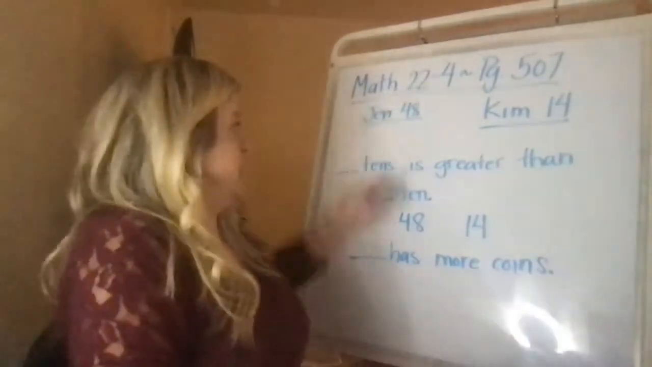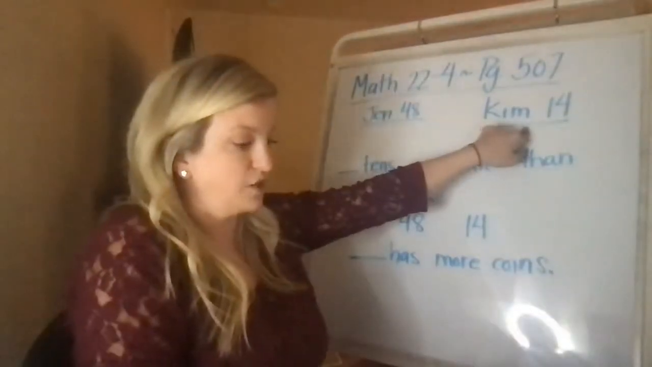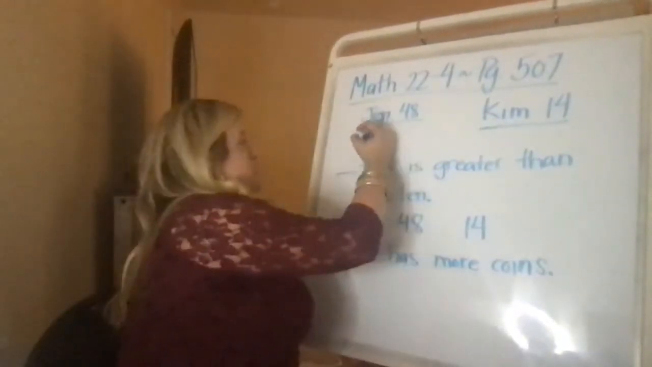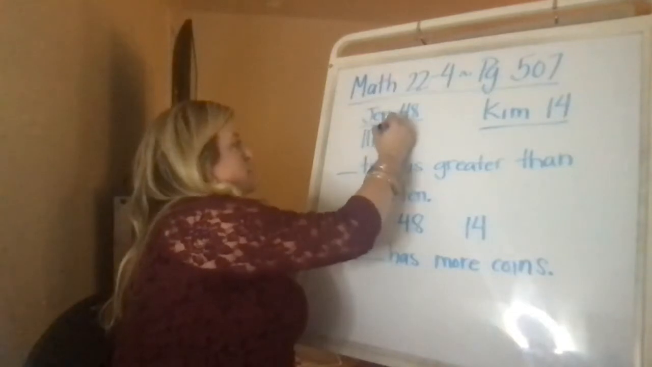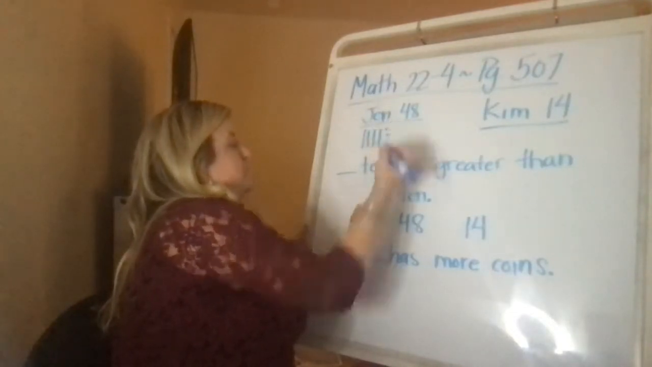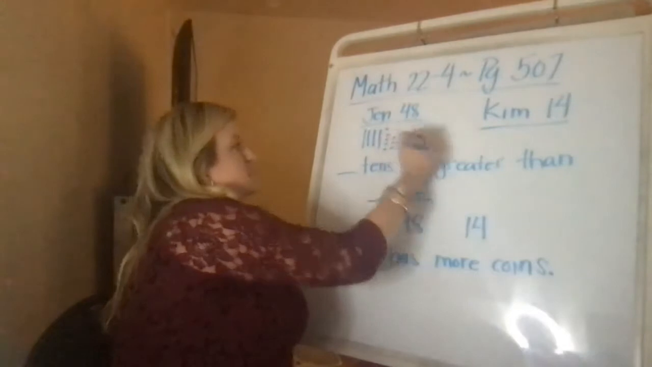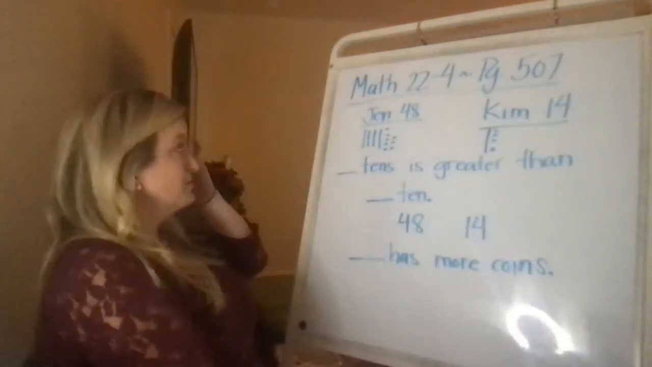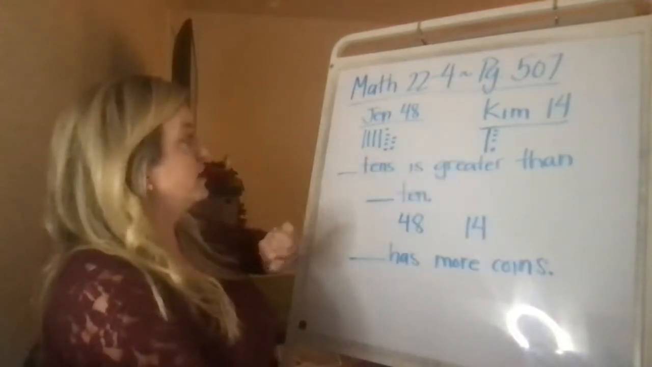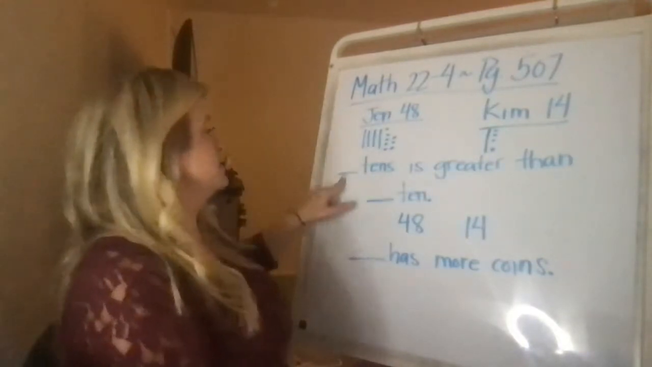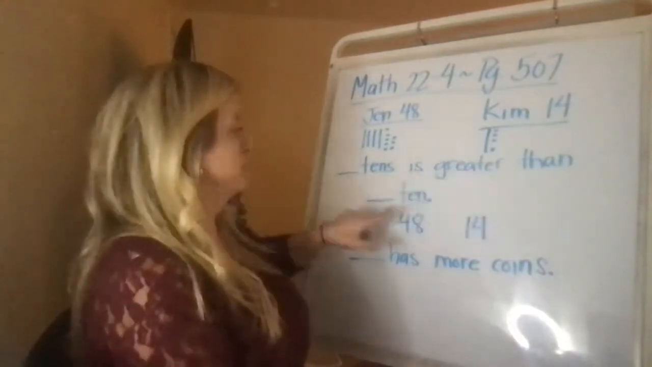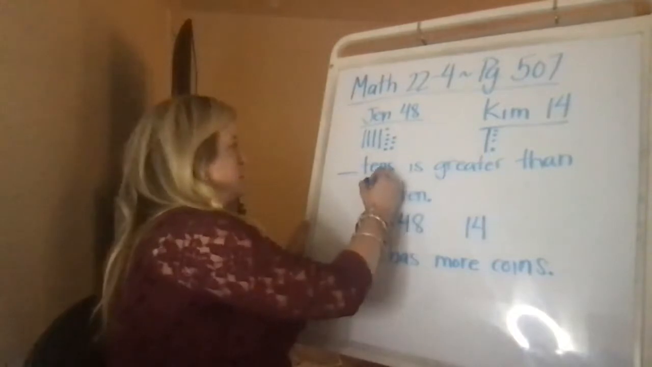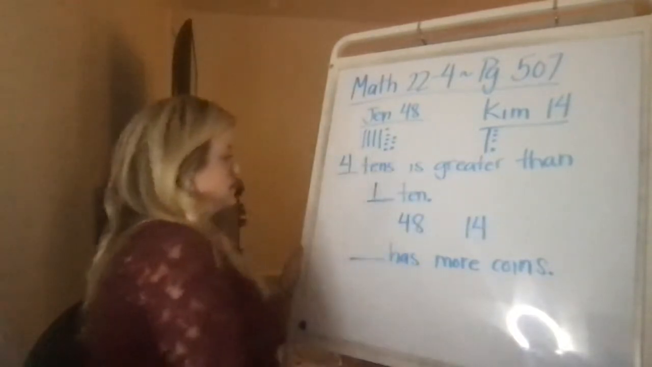Jen has 48 coins. Kim has 14 coins. Who has more? So you can draw it: 10, 20, 30, 40. 1, 2, 3, 4, 5. Count on 6, 7, 8, 10. 1, 2, 3, 4. Well, you can see when you draw it that Jen has more because blank tens is greater than blank ten. It's singular. So that's 1 ten, and she has 4 tens.